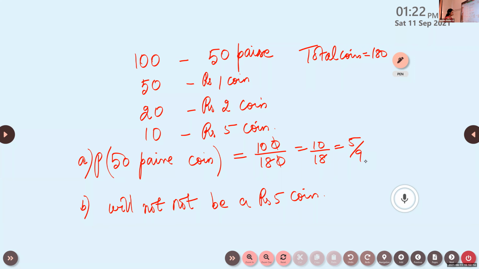Now the second one, it will not be a 5 rupees coin. What will be the answer? It is not a 5 rupees coin: 170 by 180. We don't want 5 rupees, so this 10 you can avoid. The remaining is 170, so it is 170 by 180. The 0s will get cancelled. It is 17 by 18.